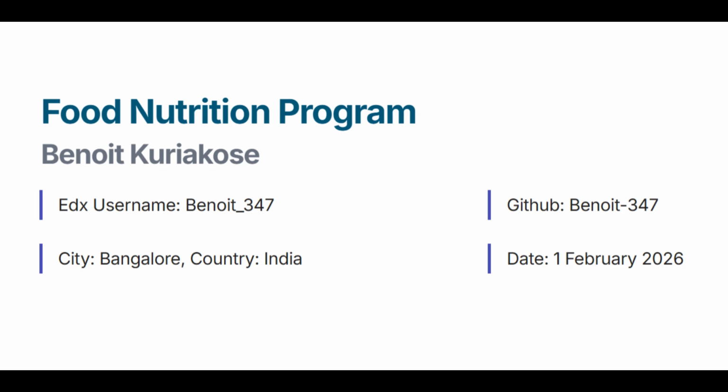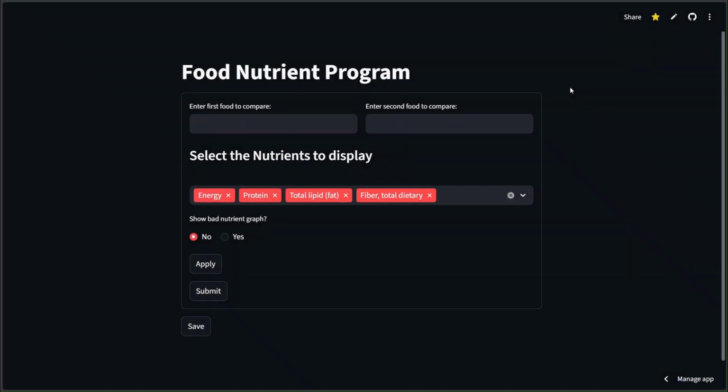I'm a second year computer science student, and this is my project for CS50P, Food Nutrient Program. This program gives you a field to enter the food name, and upon entering a food name and clicking the submit button, it'll send an API request to the USDA website. That is the website I'm using for this program.